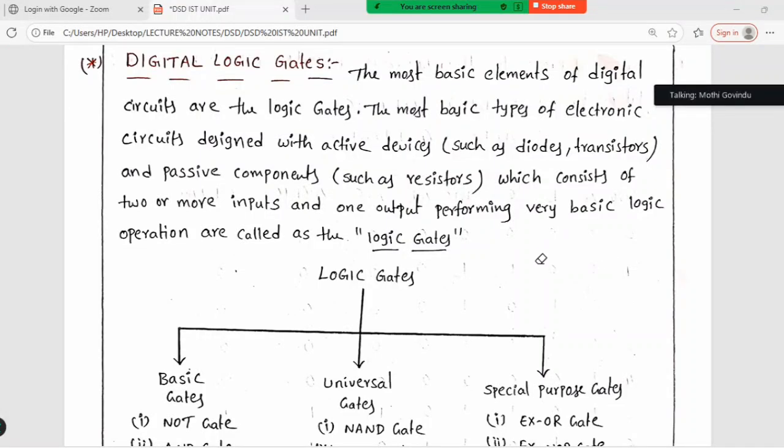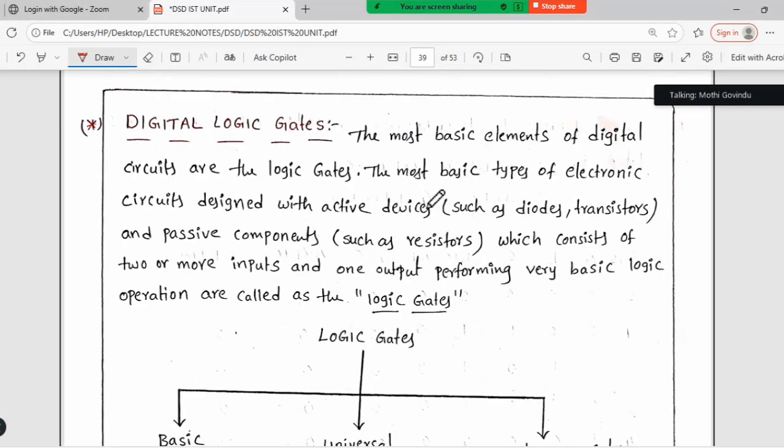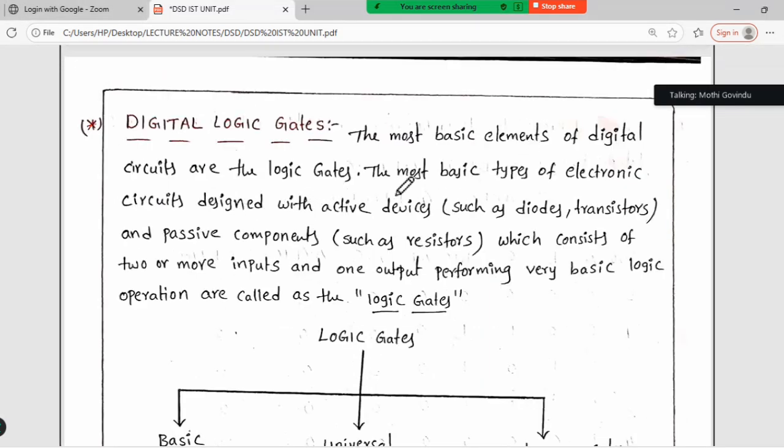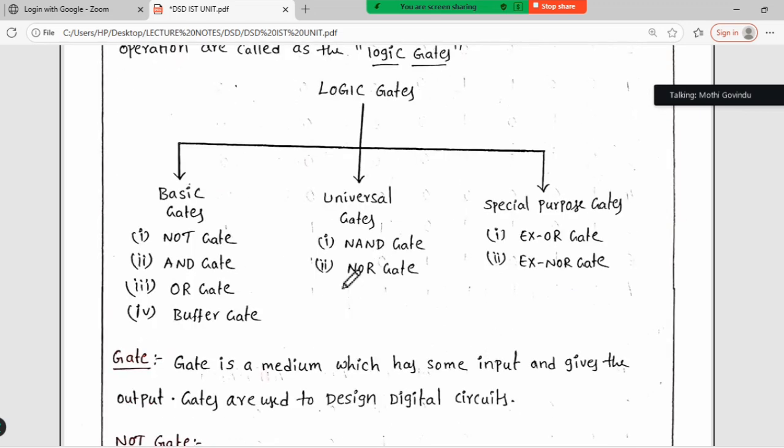In this class, I am going to explain about digital logic gates. The most basic elements of digital circuits are logic gates. The most basic types of electronic circuits designed with active devices such as diodes, transistors, and passive components such as resistors, which consist of two or more inputs and one output, performing very basic logic operations, are called logic gates.